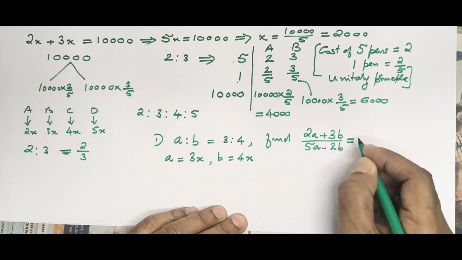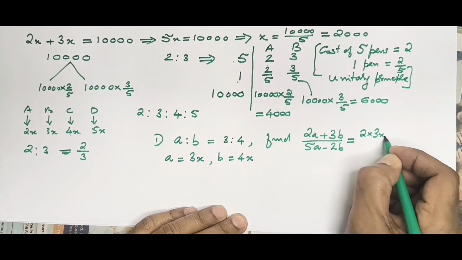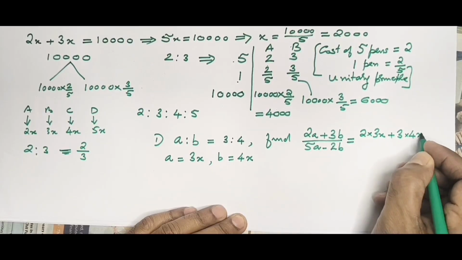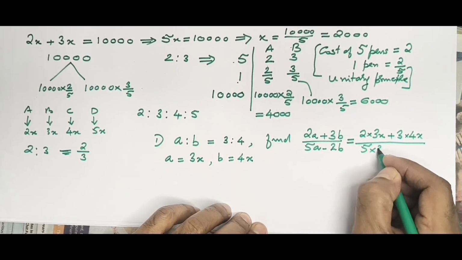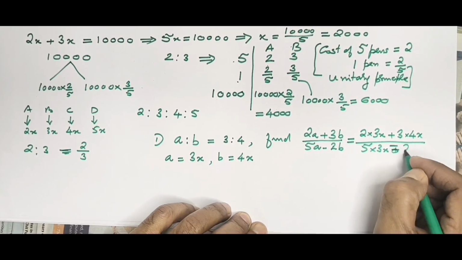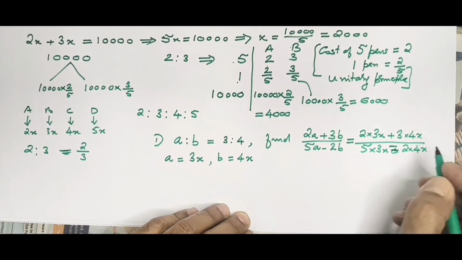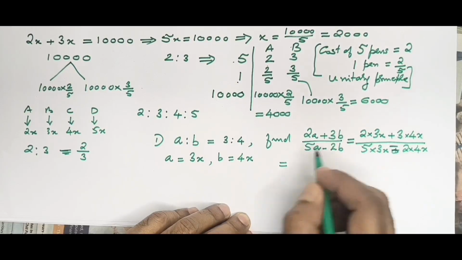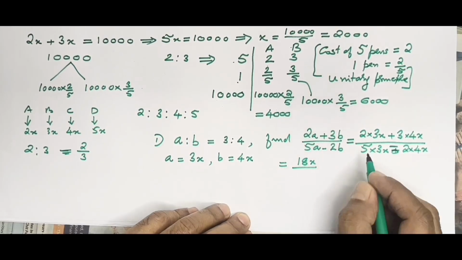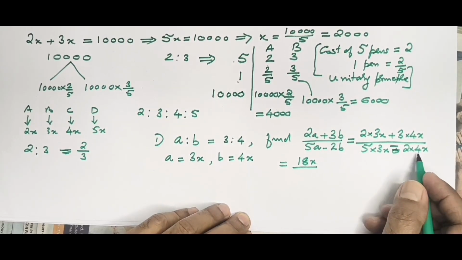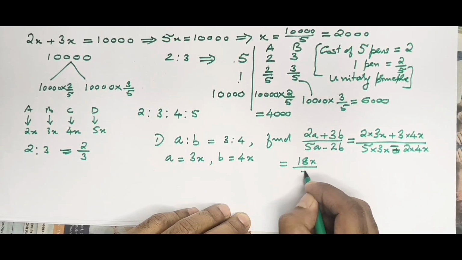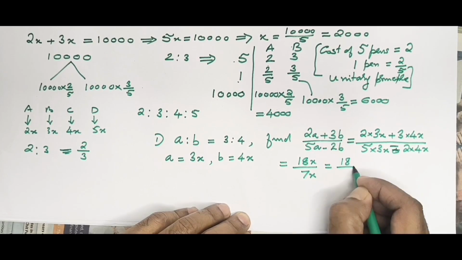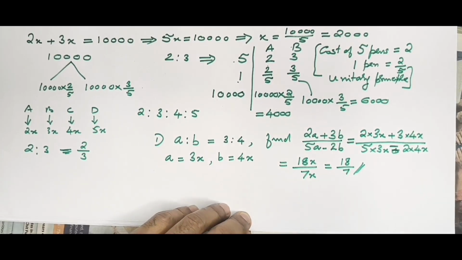So here, what do you have? 2 multiplied by 3x. See, A is equal to 3x. Plus 3 multiplied by 4x. Divided by 5 multiplied by 3x. Minus 2 multiplied by 4x. See, this is 6x. This is 12x. So sum of these two will be 18x. This is 15x minus 8x. 15 minus 8, 7. So 7x. These two x's will cancel and you will get 18 by 7 as the value of this expression.